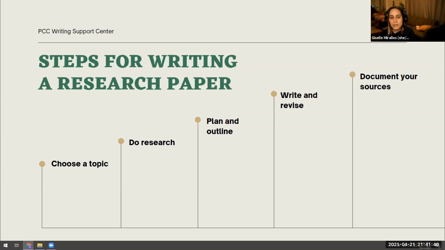Again, I'm going to be going into more detail with each of these steps as we go on. But the 5 steps that I've identified are: choosing a topic, first and foremost; second, doing the research; third, planning and outlining; fourth, writing and revising; and then finally, documenting your sources.